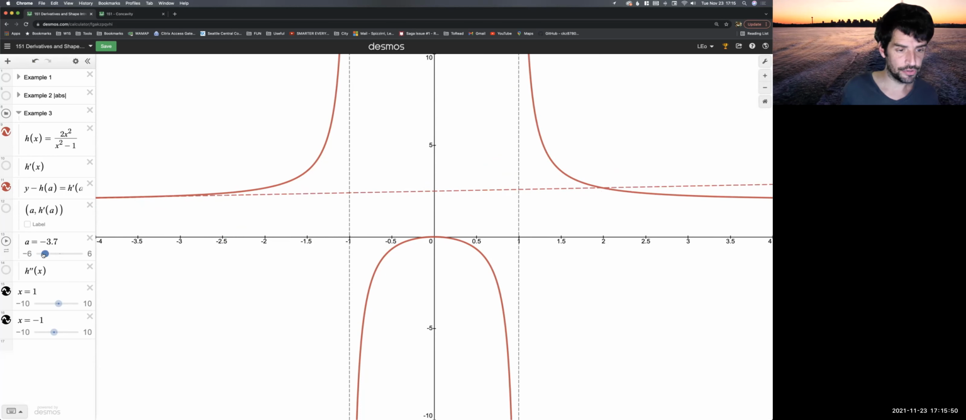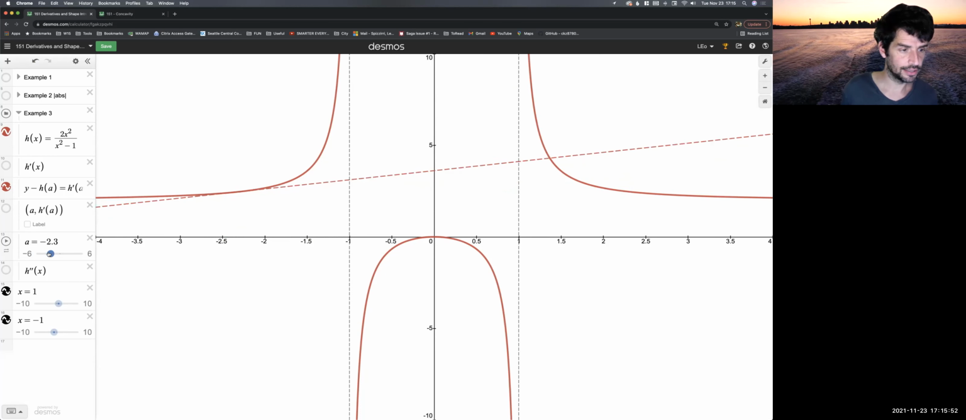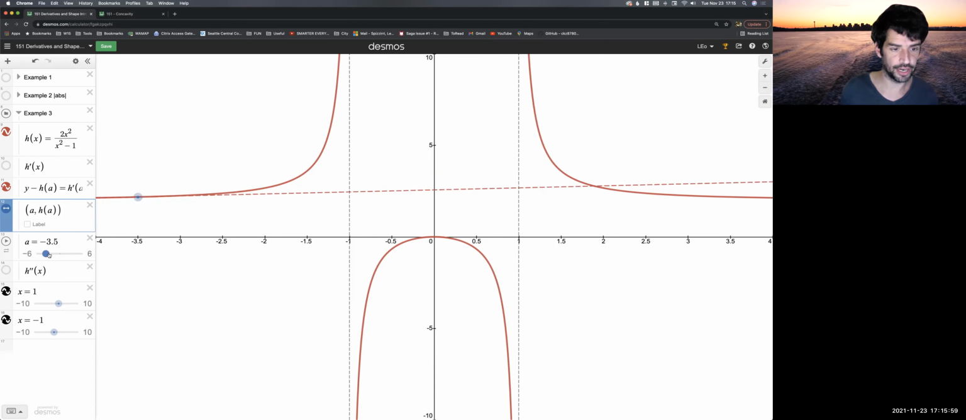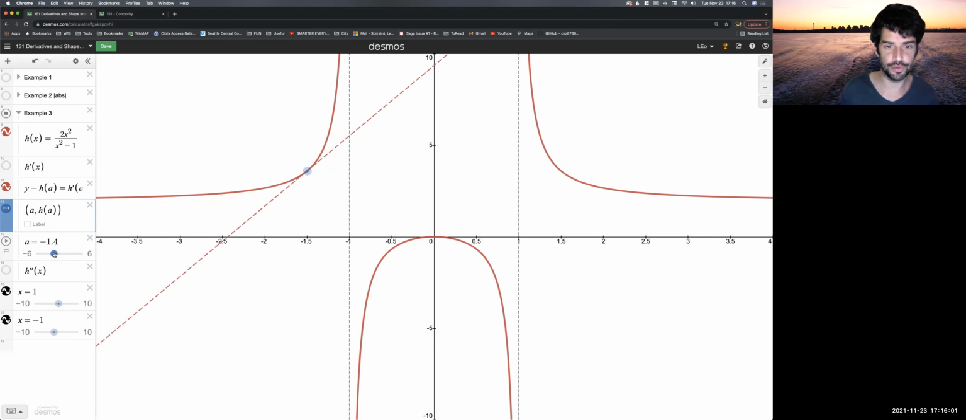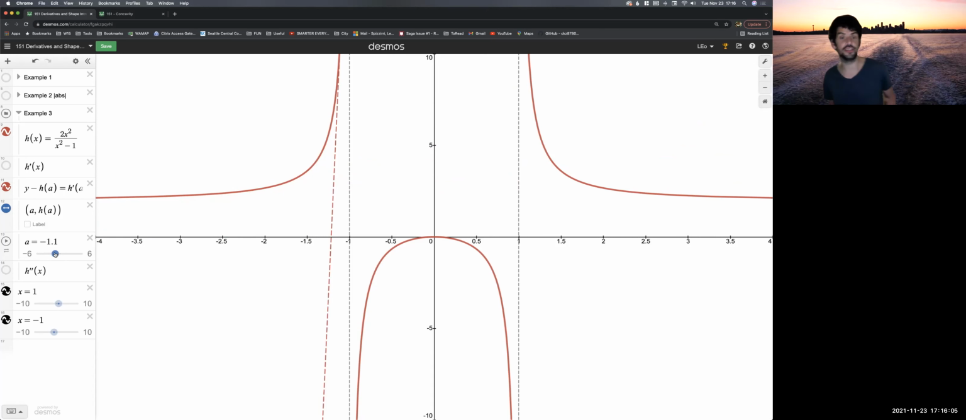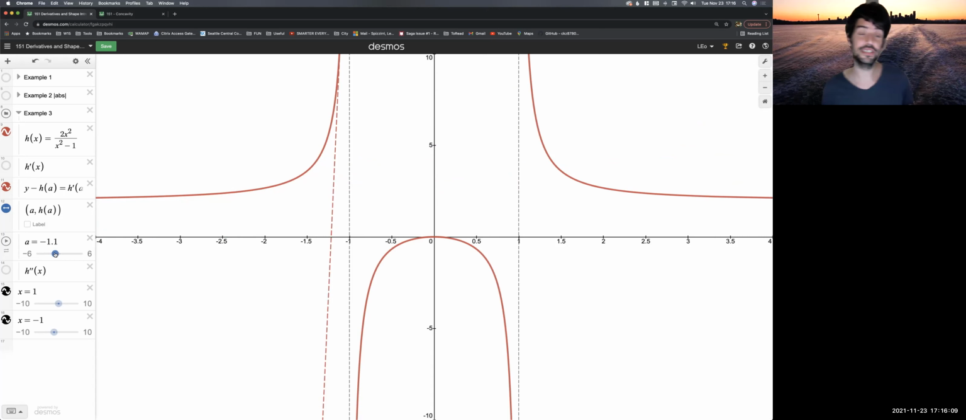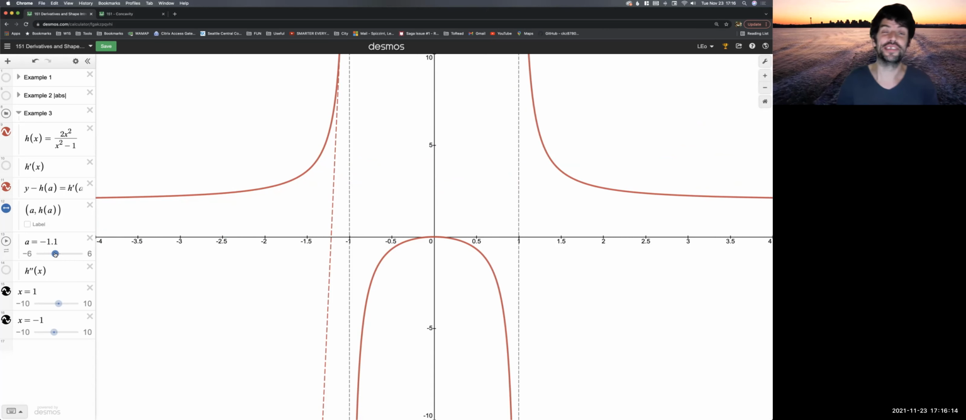And as I move to the right, let's put in the point A, h of A. As I move to the right, we can see that the slope is getting larger, right? Here, we have a very, very steep, very positive slope. So the function is not only increasing, the slopes of the tangent lines are getting higher the whole time.